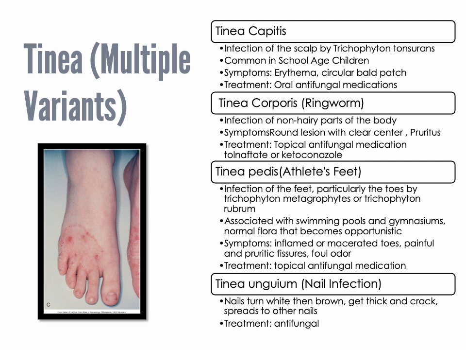The next one we are most familiar with, the ringworm. And this is the infection of non-hairy parts of the body, so you can get it on your back, on your neck, all kinds of areas. So as far as your symptoms, you do have a round lesion with a clear center, and it's very itchy. Normally to treat this one, we'll use a topical antifungal medication such as ketoconazole or tolnaftate.